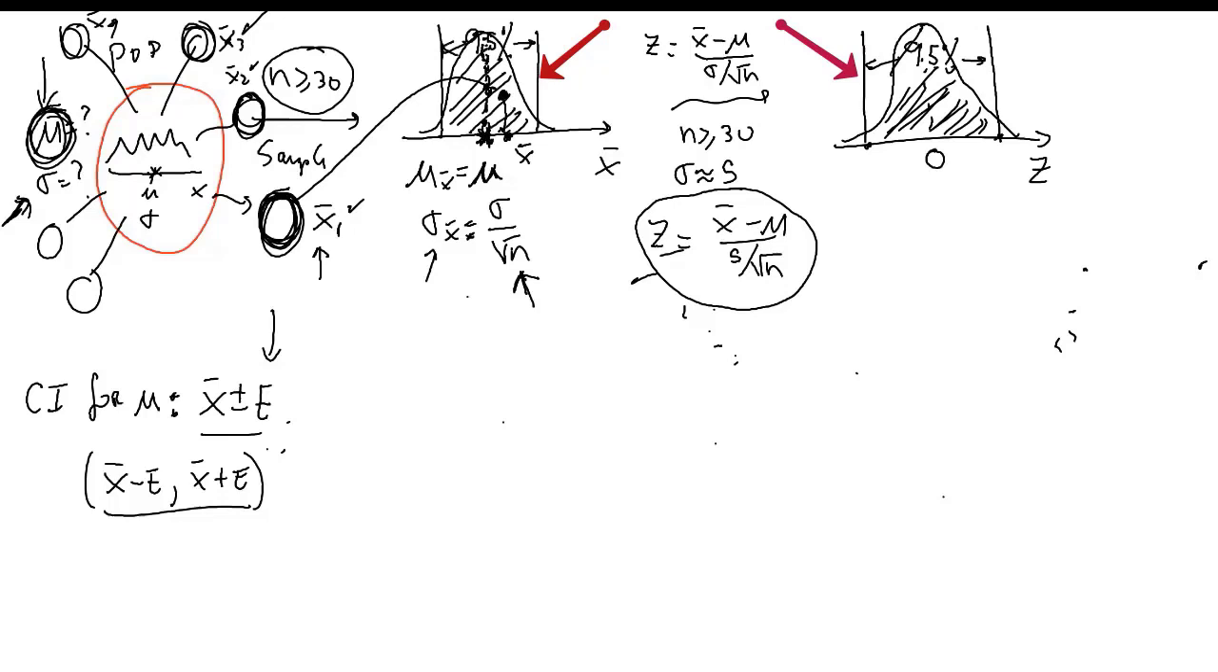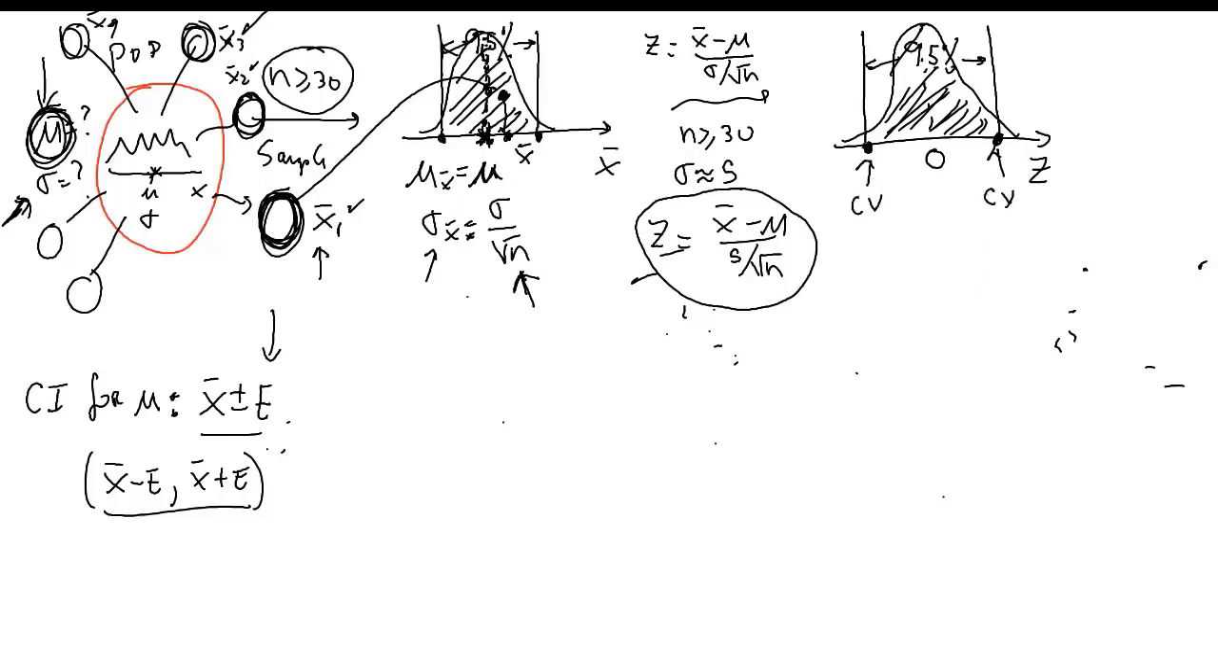Then these two areas are equivalent, then if I find the Z-score of these 2 points, then that represents the Z-score for this value also. These two Z-scores represent my critical values.